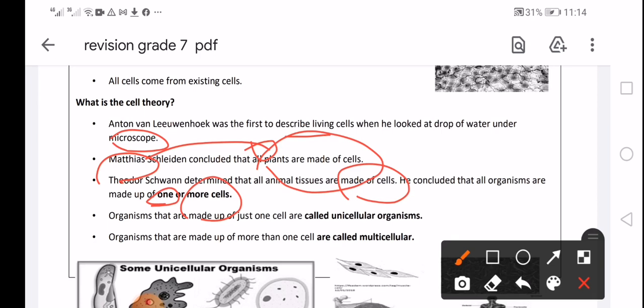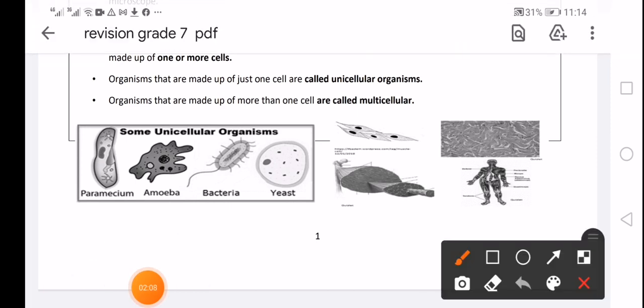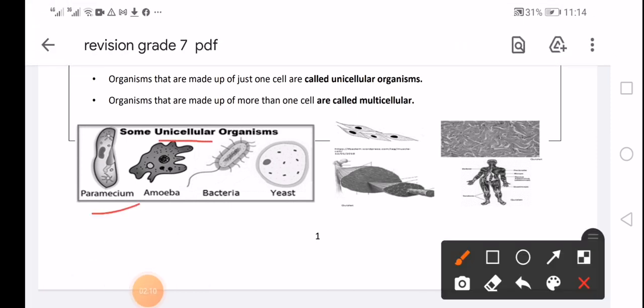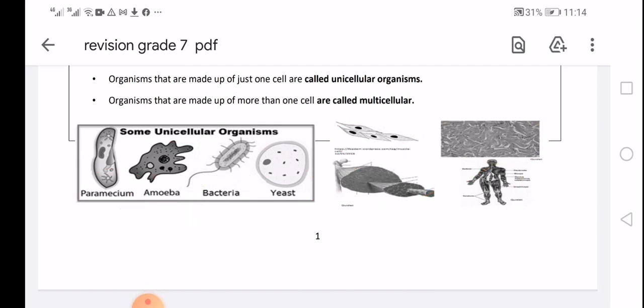We have two types of organisms, unicellular organisms and multicellular organisms. Unicellular organisms are made up of just one cell, while multicellular organisms are made up of many cells, or more than one, like animals, plants, and so on. This is an example of unicellular organisms: paramecium, amoeba, bacteria, yeast, and this is an example of multicellular organisms.